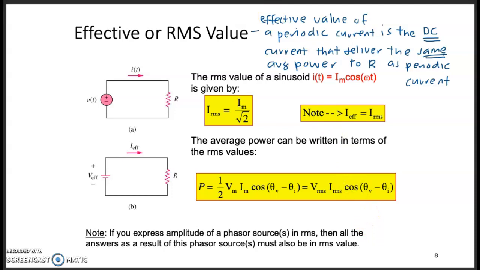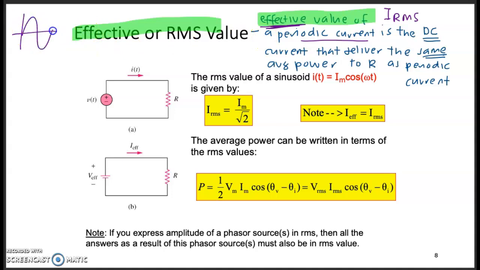So what is actually this effective or RMS value? From the definition, let's call this one Irms. What is Irms? It is the effective value of the periodic current. Why periodic? This comes from AC, right? The effective value is the DC current that delivers the same average power to R as the periodic current. So what does this mean? In AC, we have another term that we call Irms. So what is this Irms?